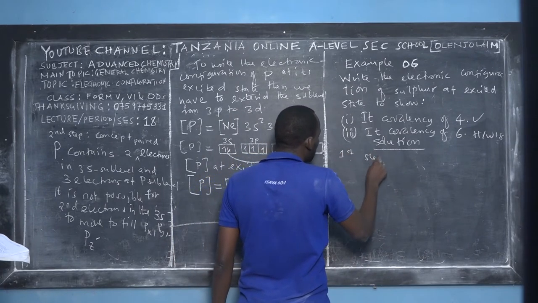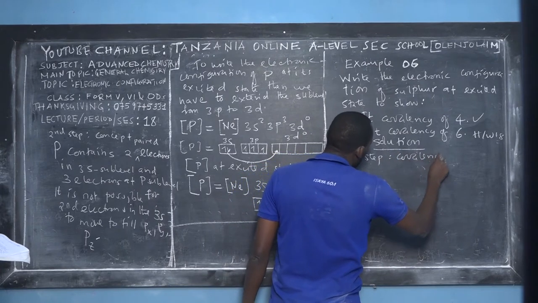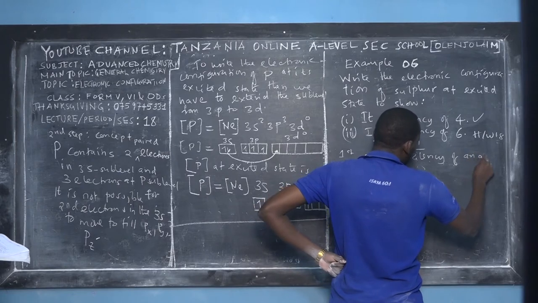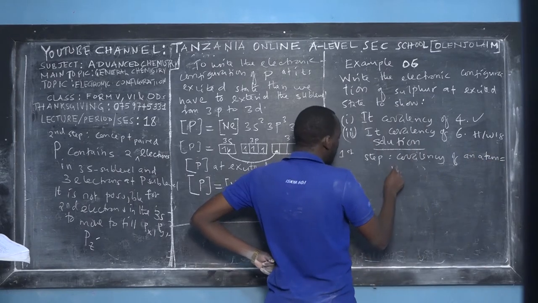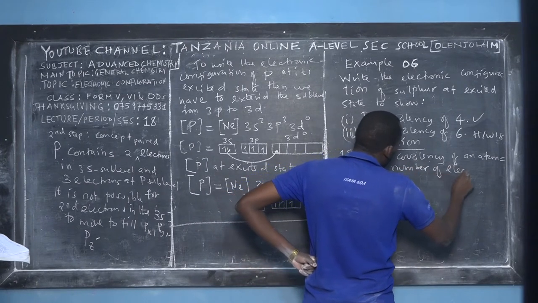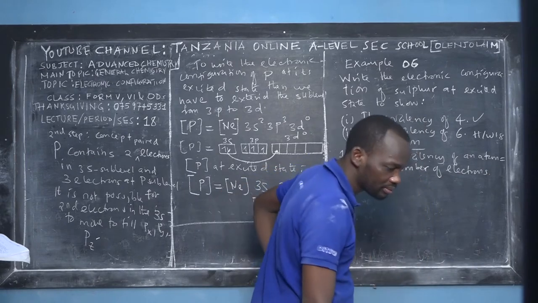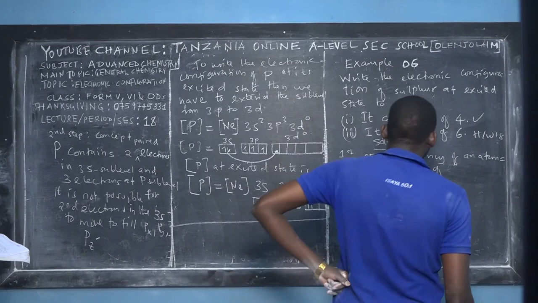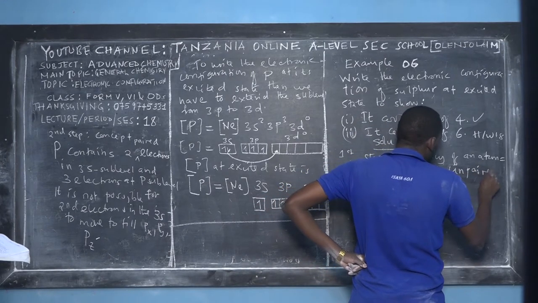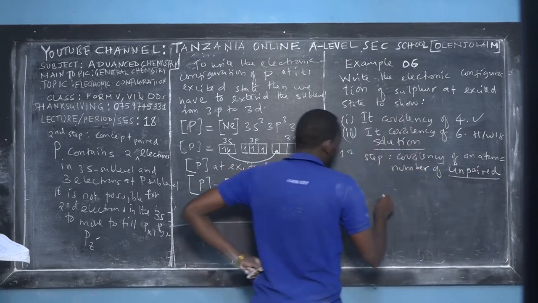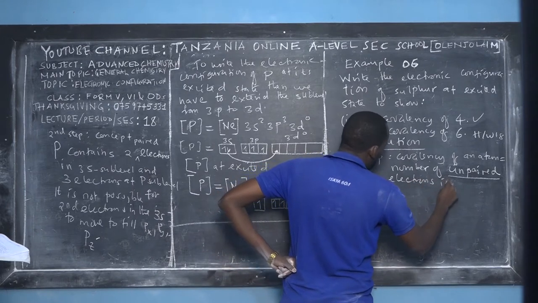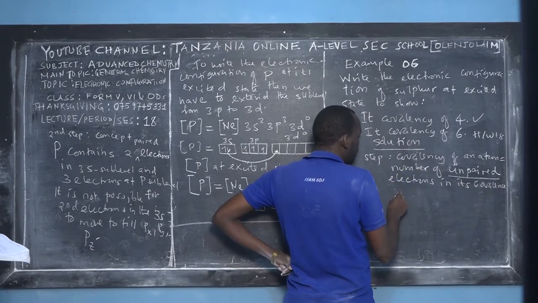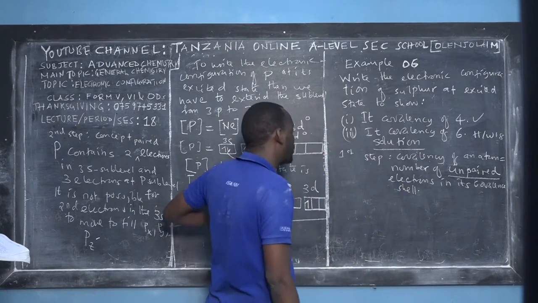The first step: the covalence of an atom. This is equal to what? It is equal to the number of unpaired electrons in the valence shell. If we are asked the covalence, it is equal to the number of unpaired electrons in its covalence shell.